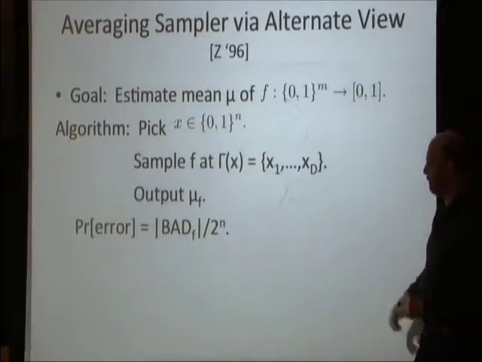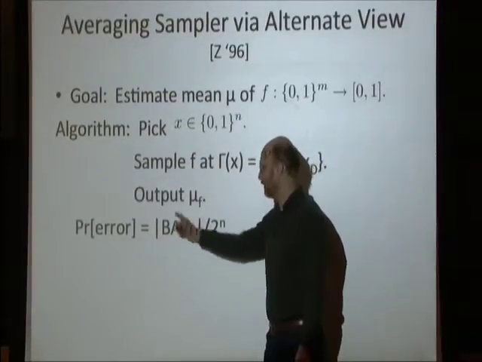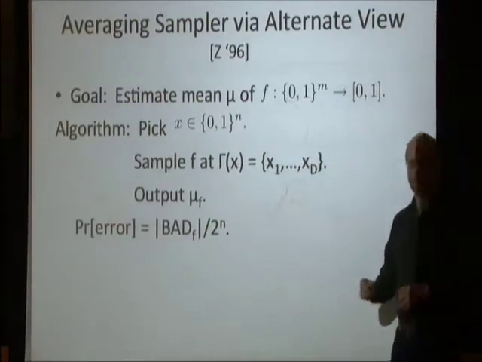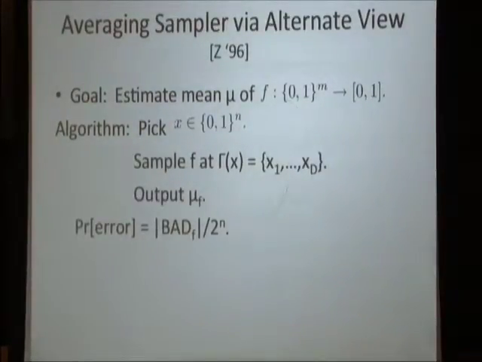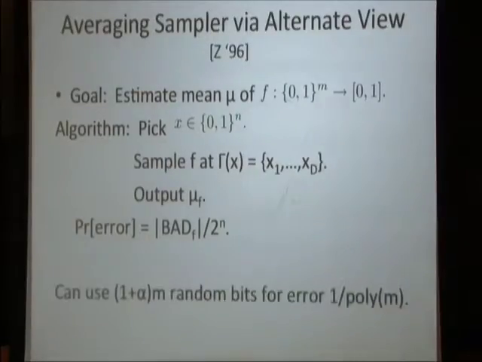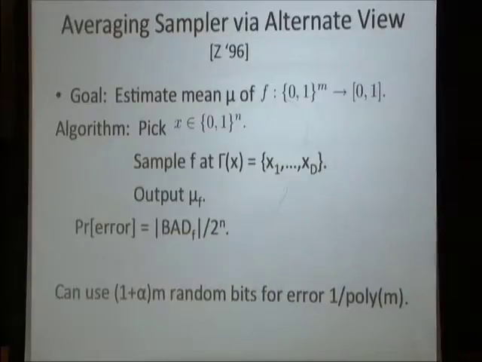So this is exactly what the extractor guarantees. If we use an extractor graph, we know the size of bad sub f is small. And it just pops out what we want. In fact, using good extractors, we can sample using just 1 plus alpha times m random bits. The error in the estimate is 1 over polynomial, but we actually get exponentially small error.